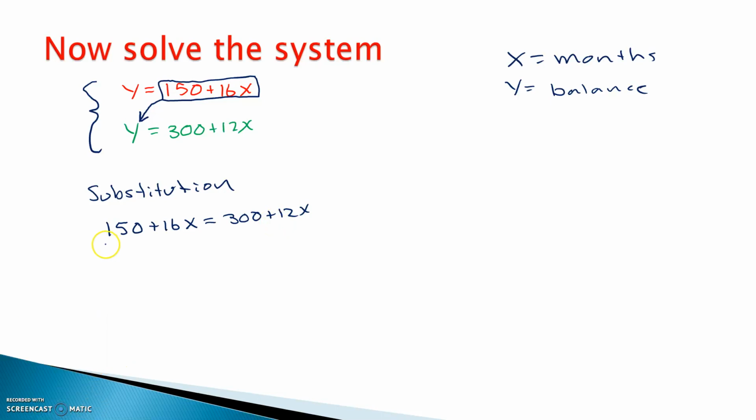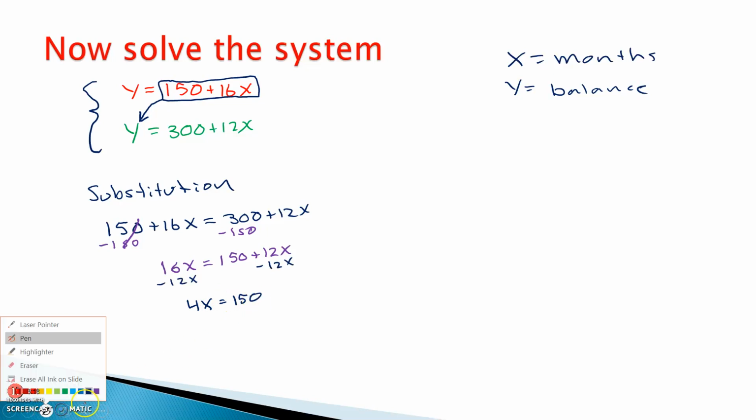If I take here and subtract 150 from both sides, minus 150, these guys cancel out. I get 16x is equal to 300 minus 150. That is 150 plus 12x. Well, now I need to get rid of that 12x. How do I get rid of a positive 12x? I say minus 12x, minus 12x. 16x minus 12x is 4x is equal to 150. The last thing I have to do here is divide both sides by 4.